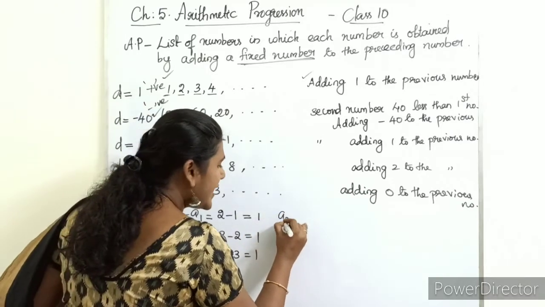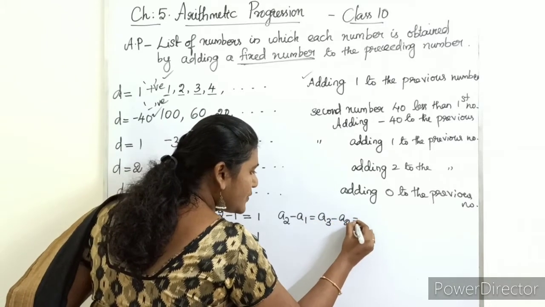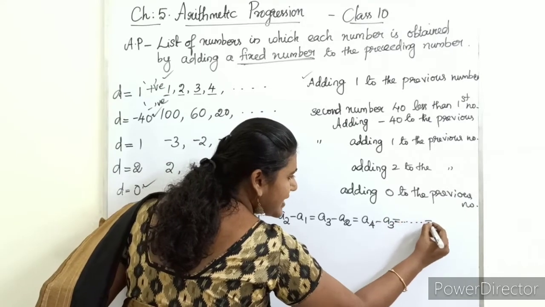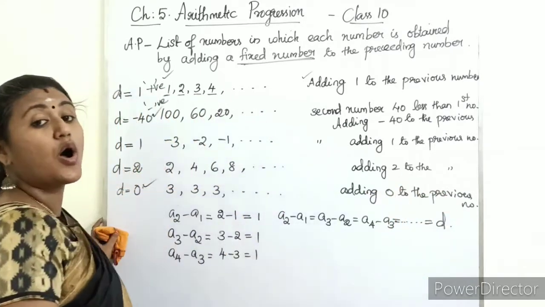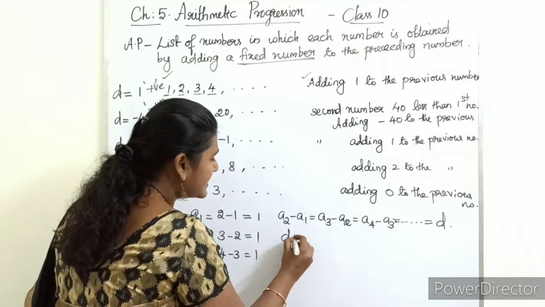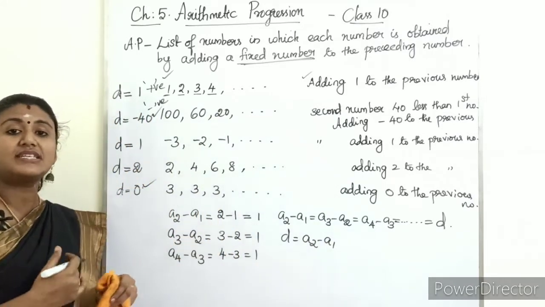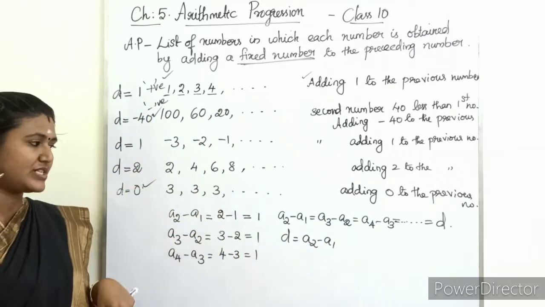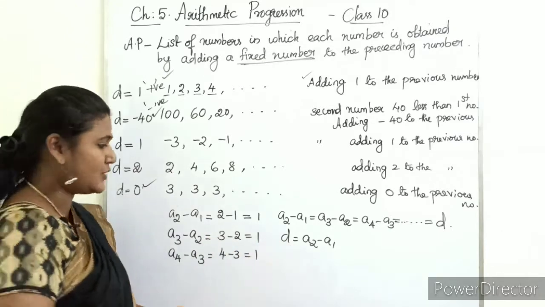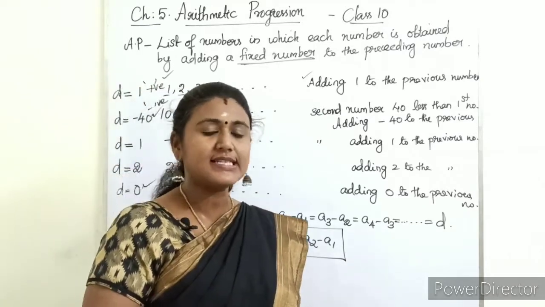So we can write A2 minus A1 is equal to A3 minus A2 is equal to A4 minus A3 is equal to etc. is equal to the common difference. So what is the formula for finding the common difference? Any one succeeding term, that is the consecutive terms' difference, that is second term minus first term or third term minus second term will give you the common difference. So the formula for finding common difference is A2 minus A1.